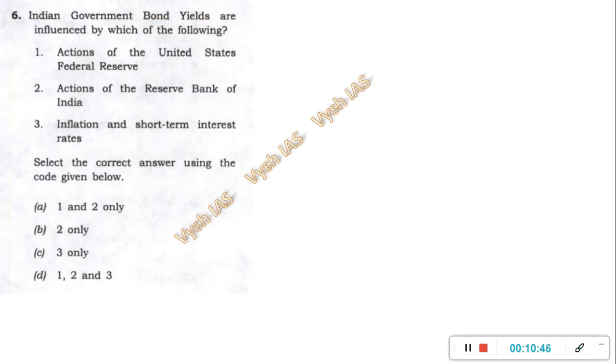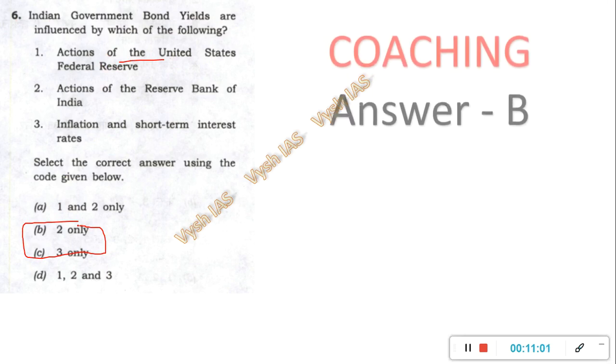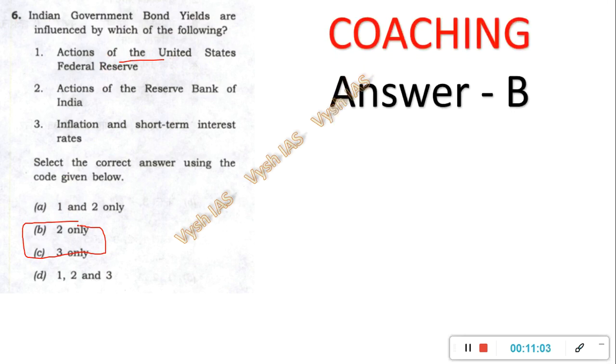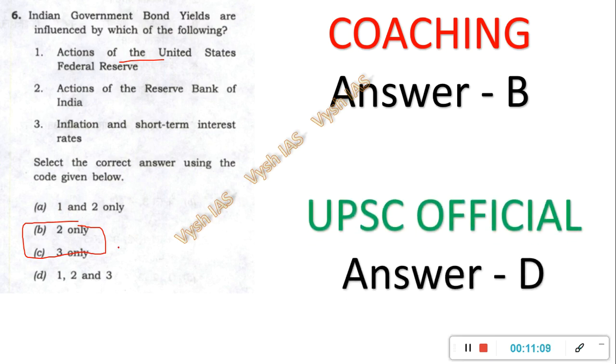Okay, now this one, the Indian government bond yields are influenced by which of the following? So government bonds, again people thought like, actions of the USA, whatever they do, how can Indian bonds get affected? So eliminate one and then you are stuck with these two. This was the conclusion which many people told. They said the answer can be B, that is 2 only, Reserve Bank of India can make a change by their actions. So this kind of thing was going on, but when the answer came, it is 1, 2 and 3. Okay, I have explained the full thing in the other video.